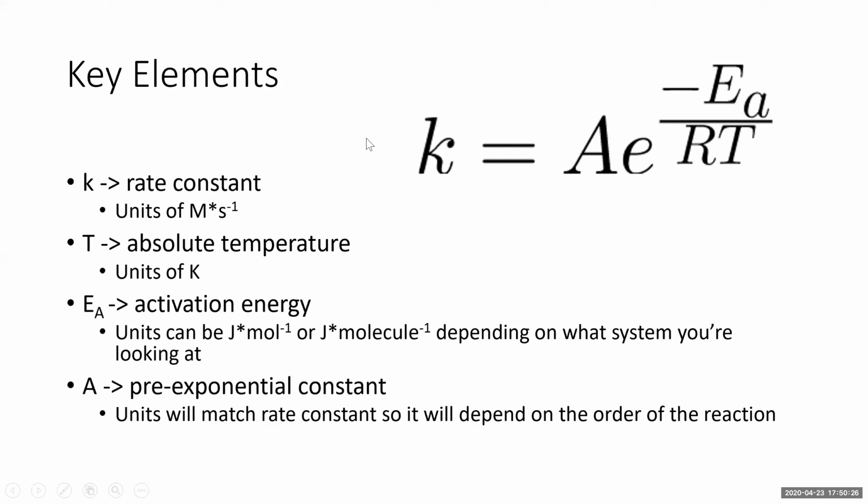So the couple of key elements here are the rate constant. Oh, whoops. Ignore that unit of rate constant. That's supposed to be for the rate, but the rate constant itself will depend on the order of the reaction. The temperature will be in units of Kelvin. The activation energy will be in joules per mole or joules per molecule, as I said before, depending on whether you're using RT or kBT. And the pre-exponential constant will match the rate constant, so it will also depend on the order of the reaction.